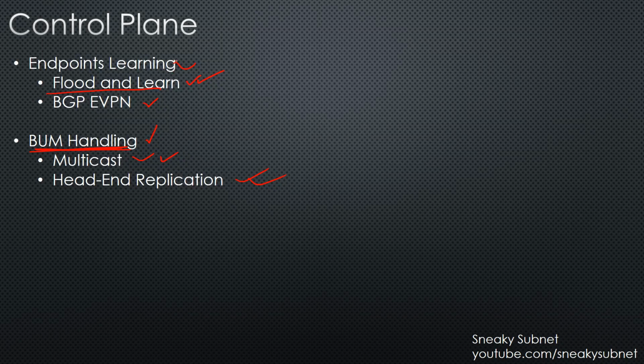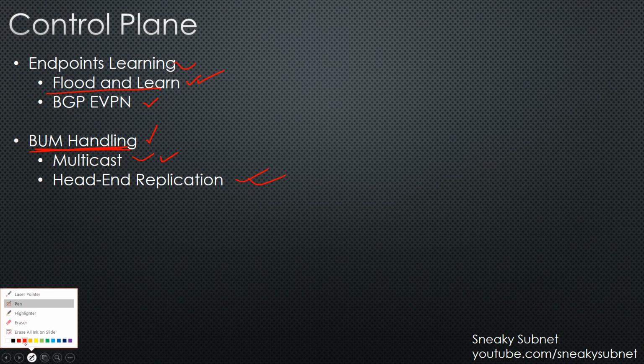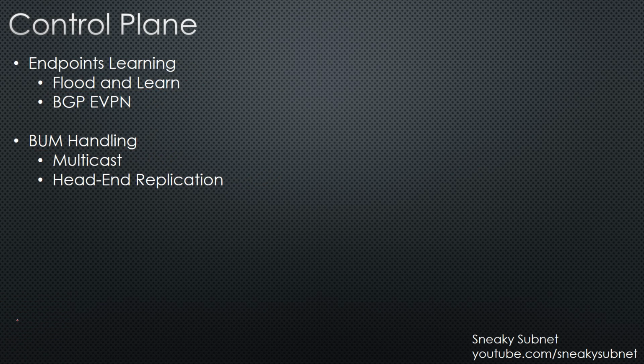So we talked again about endpoint learning with flood and learn, and how we can handle BUM traffic with multicast and head-end replication. I'm sure I will talk about it a bit later. BUM handling is applicable not only to flood and learn, it also will be applicable to BGP EVPN. And now let's talk about BGP EVPN.